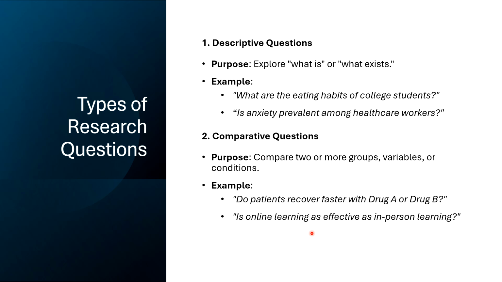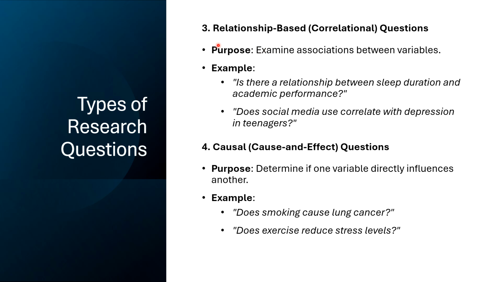And is online learning as effective as in-person learning? Again, there is a comparison between online and in-person. The third type are the relationship questions or correlational questions. The purpose is to examine association between variables. For example, is there a relationship between sleep duration and academic performance, or does social media use correlate with depression in teenagers? So we are correlating or measuring association, or generally we can say we are talking about a relationship between two variables.